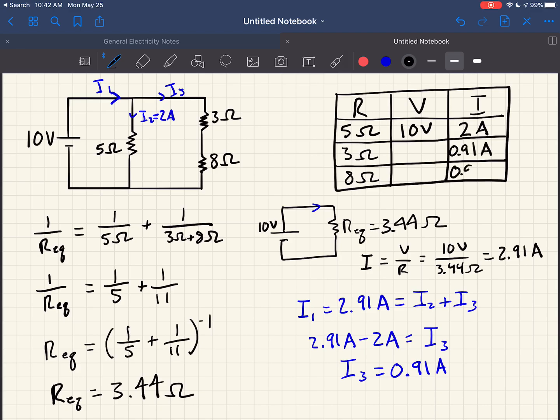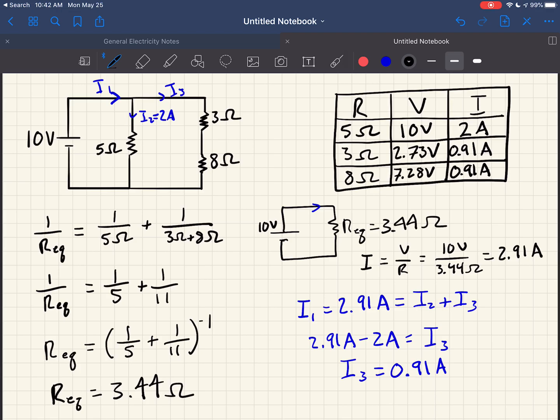That should be both of them, right, because of the junction rule. However much current goes through one of these, it has to go through the other one. And now to find V for both of these, I can just do I times R. So for this first one, I can do 0.91 times 3, and that gets me 2.73 volts. And then I can also multiply these to get V here. Again, I'm just using Ohm's law. I times R should give me V. 0.91 times 8.